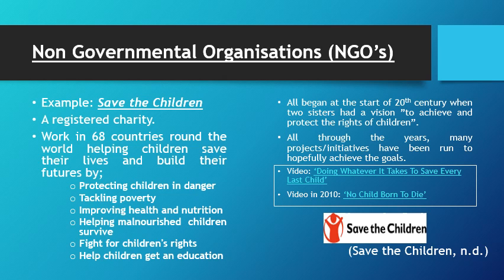An example of an NGO is Save the Children. This is a registered charity working in 68 different countries around the world, helping children save their lives and build their futures by protecting children in danger, tackling poverty, improving health and nutrition, helping malnourished children survive, fighting for children's rights, and helping children get an education.